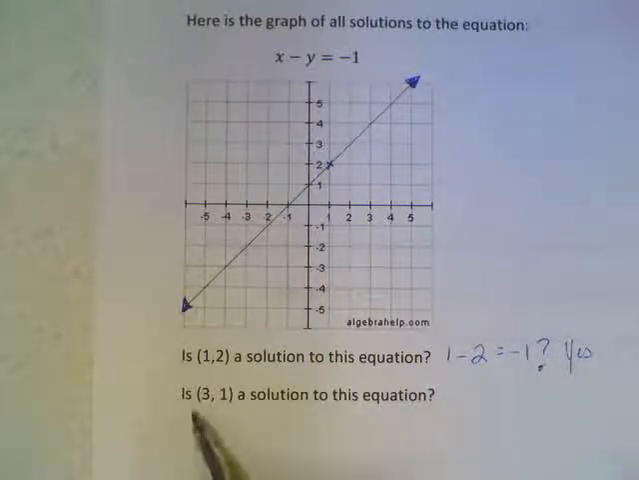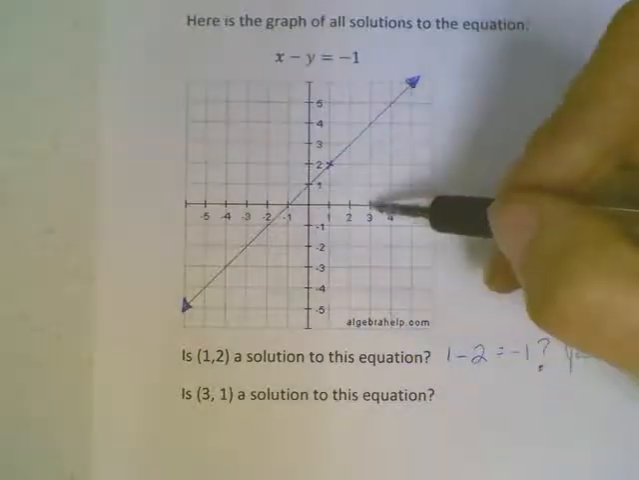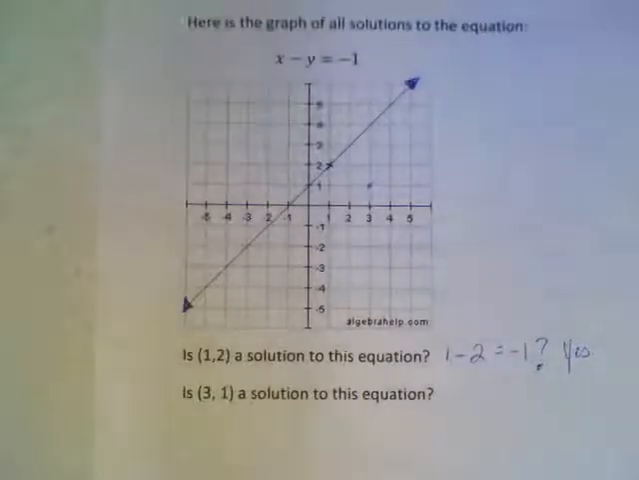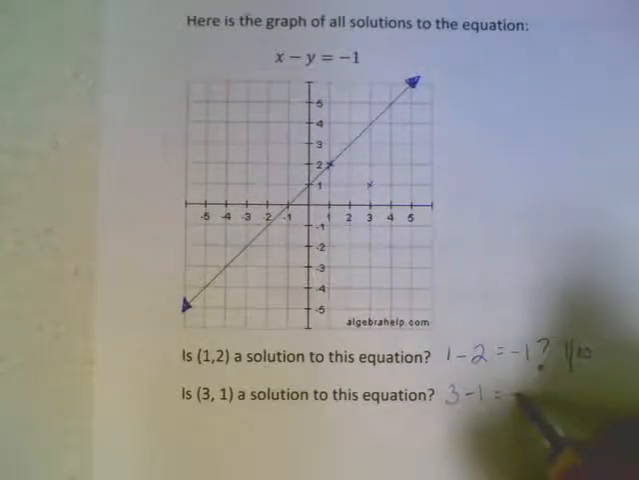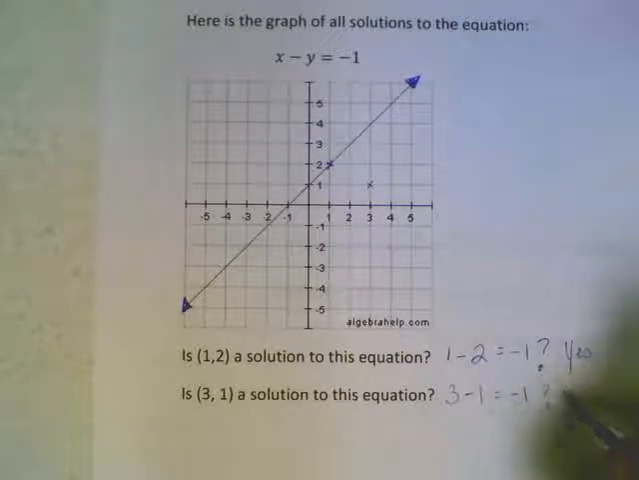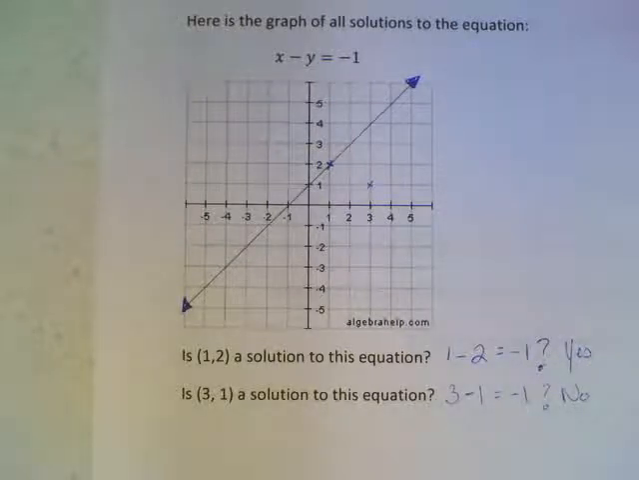The next question is, does 3, 1 work? Or is 3, 1 a solution to this equation? Well, the point 3, 1 is right here. That's not on the graph. If I plug in 3, 1 into the equation, I get a statement that is absolutely not true. So that is my other way of proving that this is not a solution to the equation.